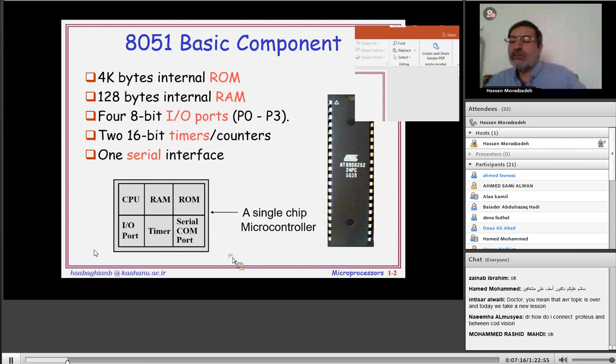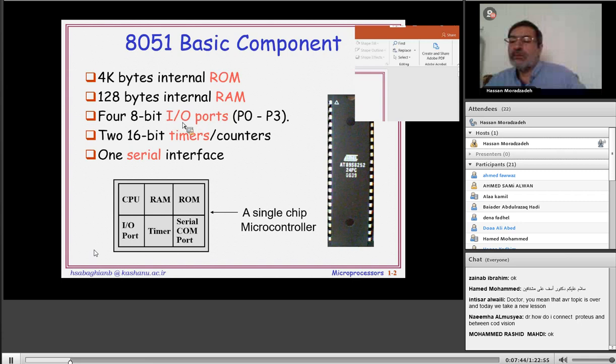But here, please attend to me. Here we have only one serial interface, but in ATmega, how many serial interfaces do we have? We have three serial interfaces: UART, SPI (serial peripheral interface), and I2C. Here, one serial interface, only UART. Okay, that's right.